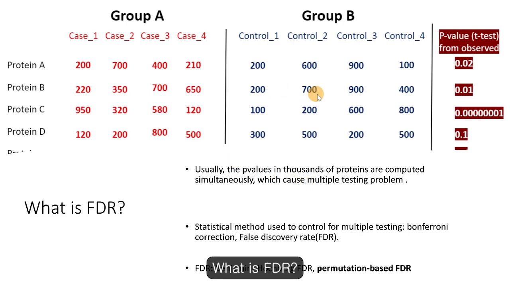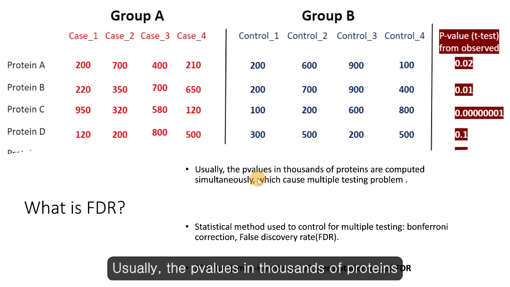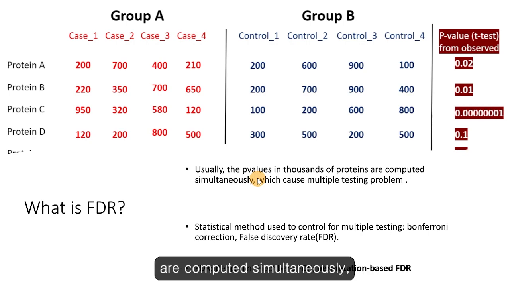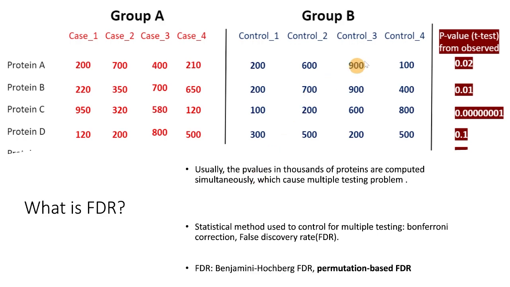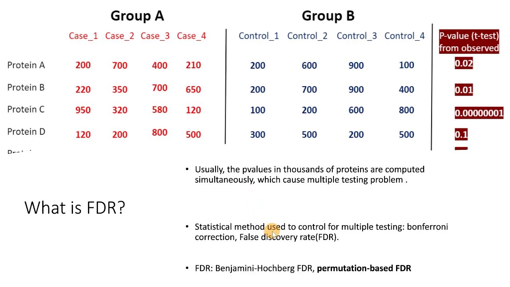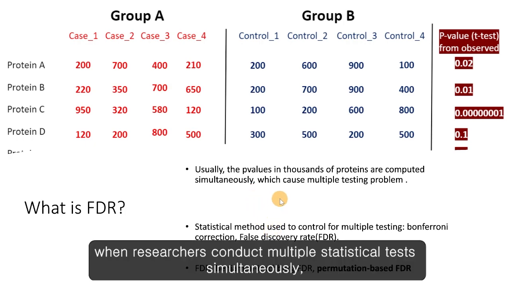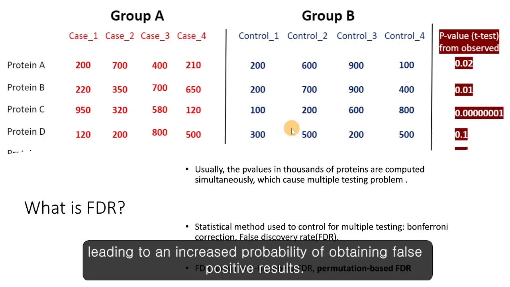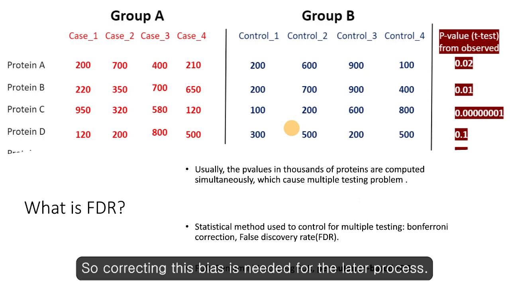Okay, what is FDR? Usually, the p-values of thousands of proteins are computed simultaneously, which causes the multiple testing problem. The multiple testing problem arises when researchers conduct multiple statistical tests simultaneously, leading to an increased probability of obtaining false positive results. So correcting this bias is needed for the later process.